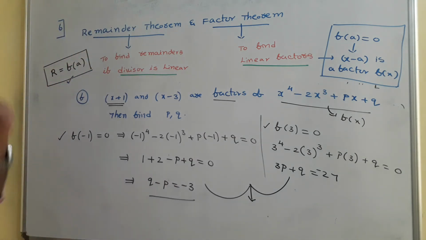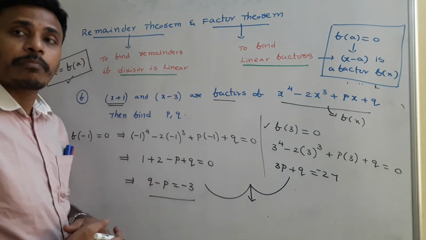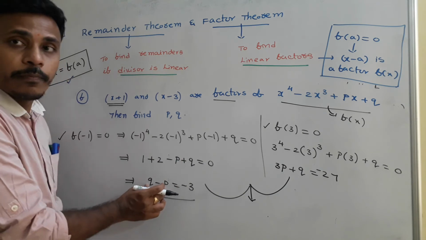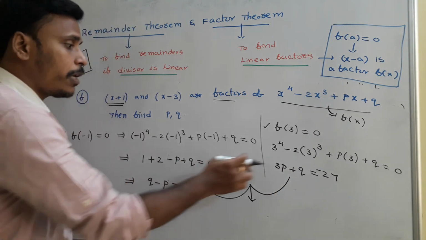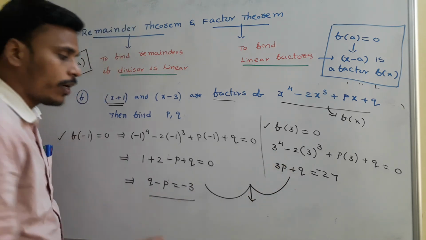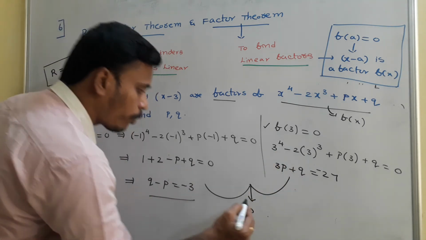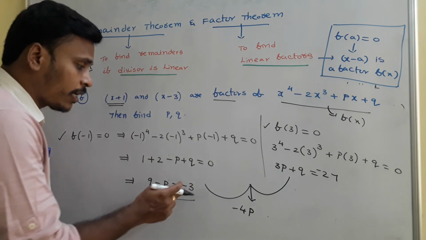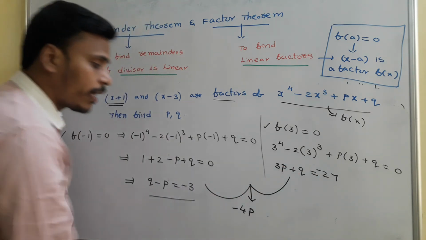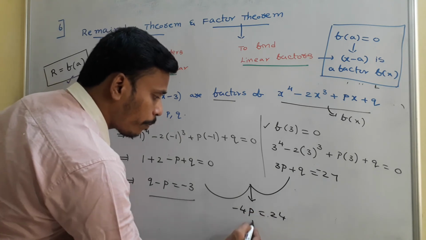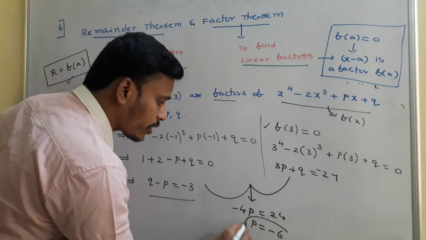Okay? I do one thing. I just directly subtract. This is q minus p minus (3p plus q). q and q will get cancelled. You will be left with minus 4p. And since we are subtracting, minus 3 minus of minus 27 is 27 minus 3, which is 24. So p equals minus 6.